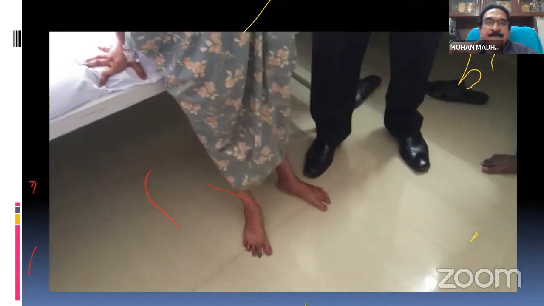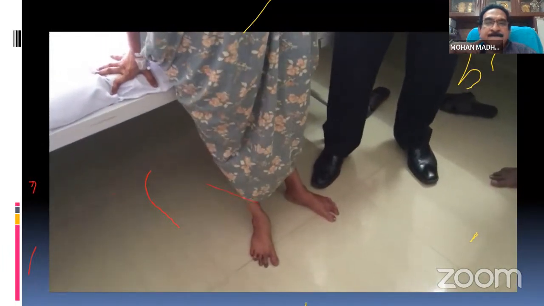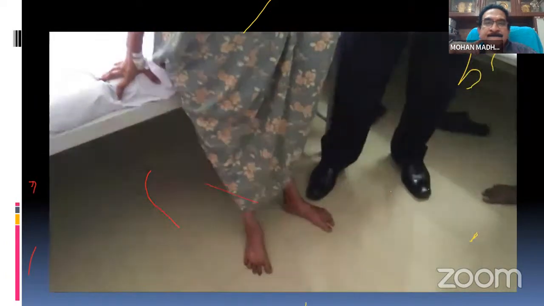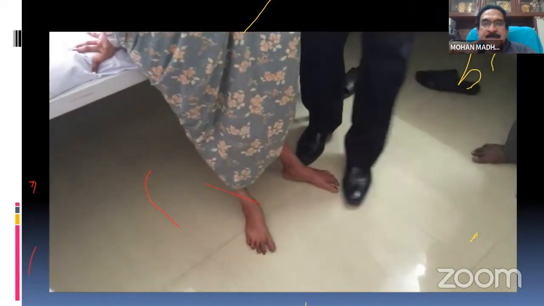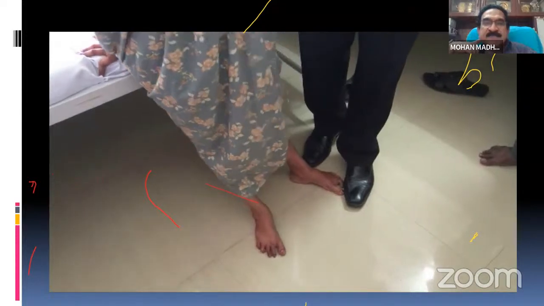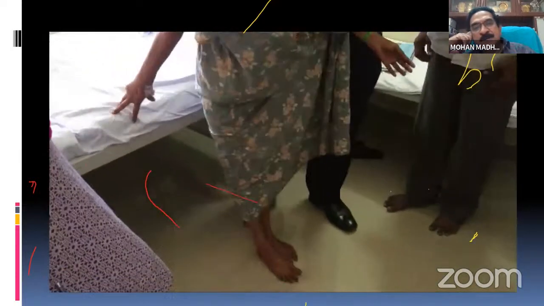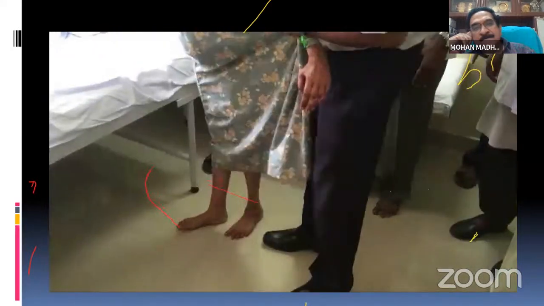I have to support her feet. See the foot, how does it go?